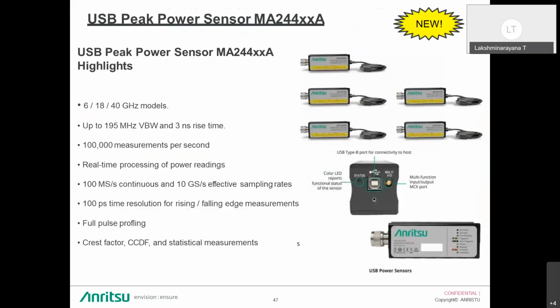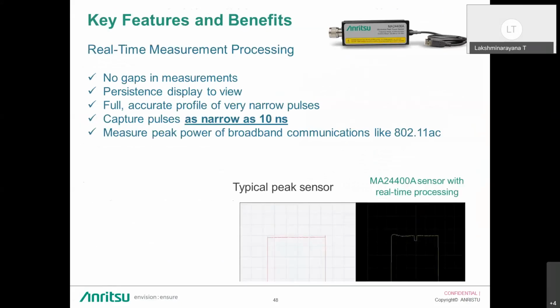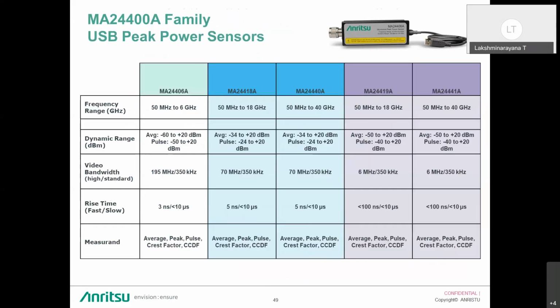We also have peak power sensors, which come in 6 gigahertz, 18 gigahertz, and 40 gigahertz models with up to 195 megahertz of video bandwidth, 3 nanosecond rise time, 1 lakh measurements per second, 100 megasamples per second continuous, and 10 gigasamples per second effective sampling. This is used for pulse profiling, crest factor, CCDF, and statistical measurements also. It is a real-time measurement with no gaps, and captures pulses as short as 10 nanoseconds, which is used for most WLAN, modulation, and radar signal measurements. So this is about the video bandwidth. We have up to 195 megahertz, and 50 megahertz to 40 gigahertz peak power sensors.